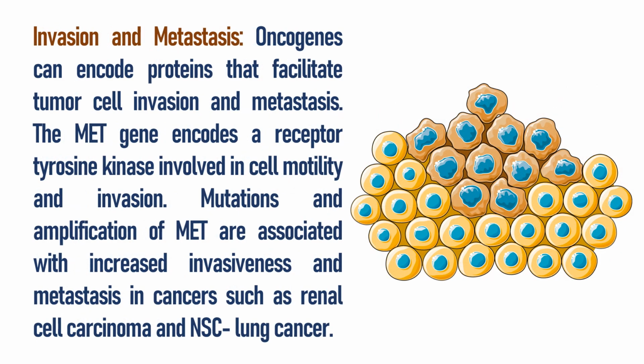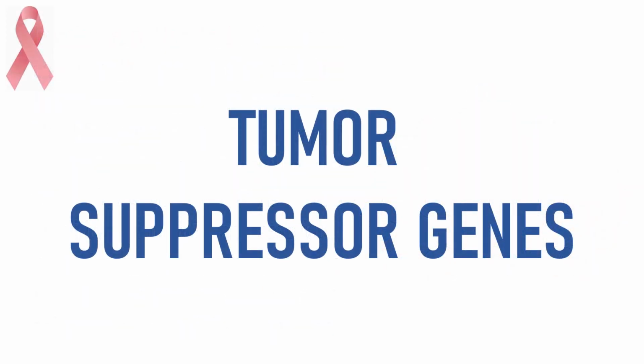Invasion and metastasis. Oncogenes can encode proteins that facilitate tumor cell invasion and metastasis. The MET gene encodes a receptor tyrosine kinase involved in cell motility and invasion. Mutations and amplification of MET are associated with increased invasiveness and metastasis in cancers, such as renal cell carcinoma and non-small cell lung cancer. In the subsequent section, I shall be sharing relevant information about tumor suppressor genes.